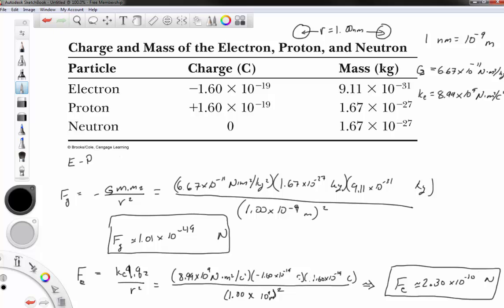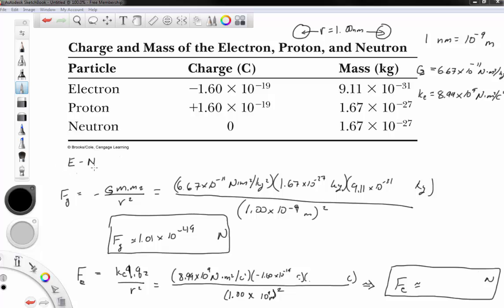And now let's do it for the electron and the proton, and again we're going to get the same magnitude as between an electron and an electron, and the same as between a proton and a proton, 2.3 times 10 to the minus 10. This number basically is about 2 times 10 to the 39 times bigger than this number. So let's write that out. This one is this many times bigger than this one, approximately. That's quite a few zeros. You can count them. There's 39 there.